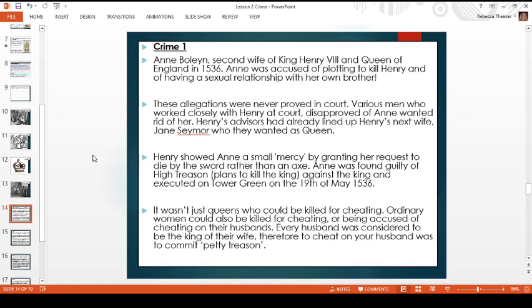So use this information, pause me because I know there's quite a lot on there and I've read through it quite quickly. Complete the second box. What is the crime here? Not only the crime committed by Anne, well, supposedly committed by Anne Boleyn, but also by ordinary women. And what was the punishment of that crime?